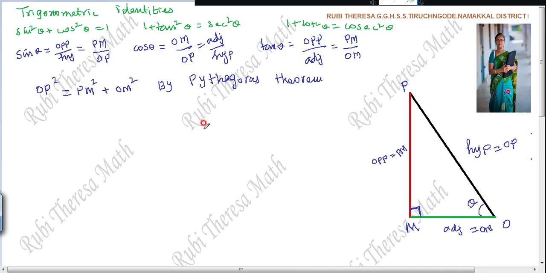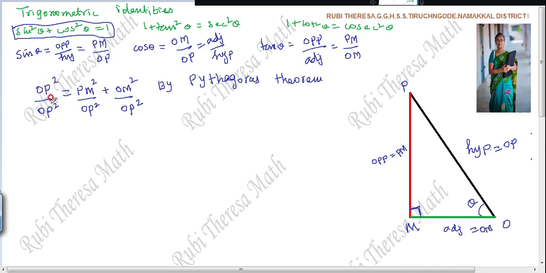So now, dividing each term on both sides by OP square. Why have I taken OP square? I wanted to prove sin squared theta plus cos squared theta equal to 1. We know that sin theta is PM by OP. So PM by OP means each term should be divided by OP square.